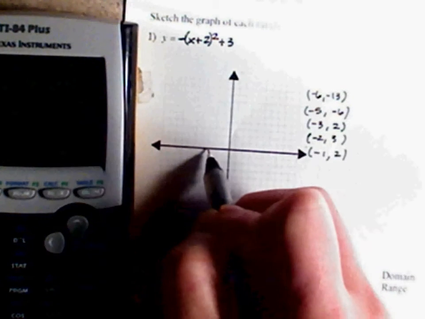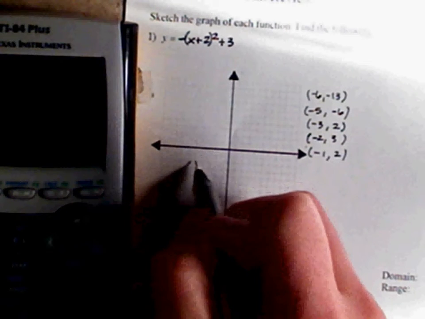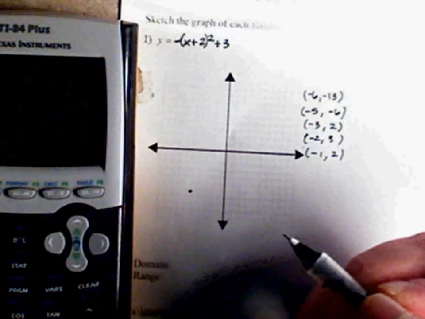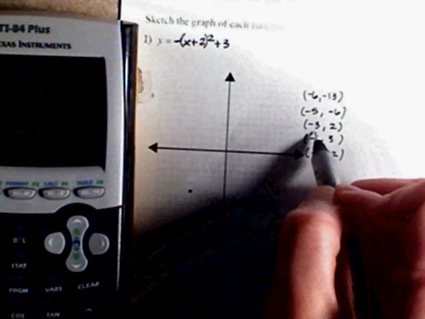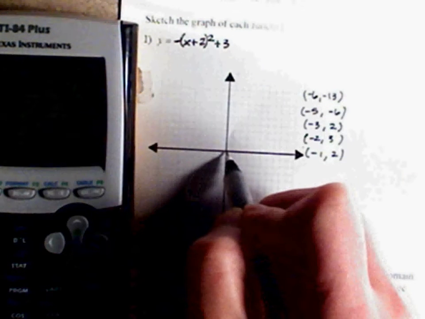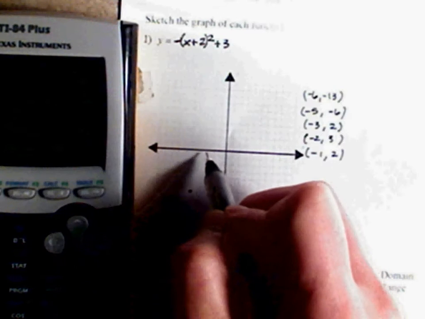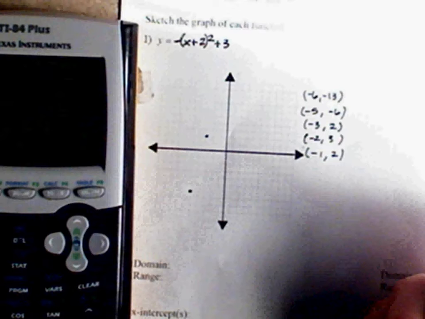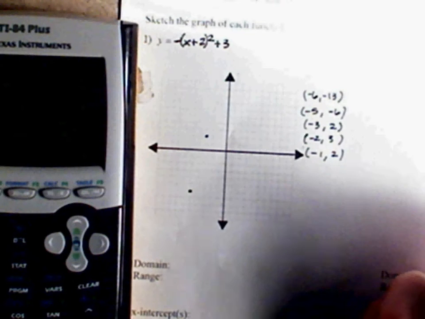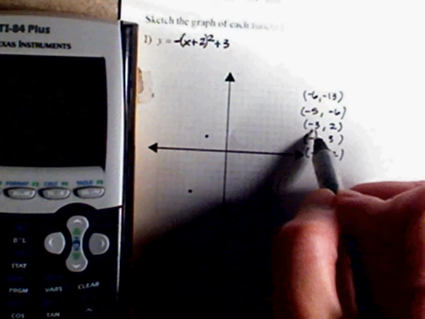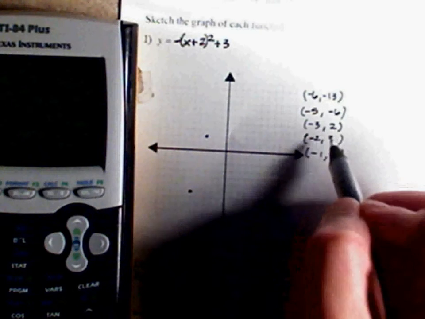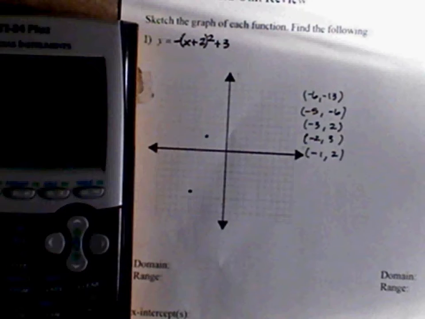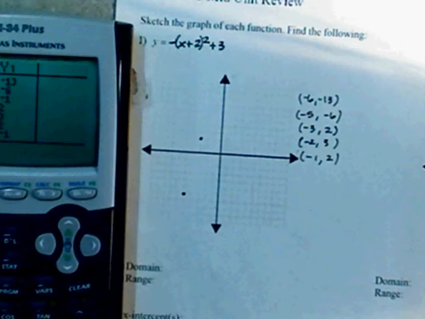1, 2, 3, 4, 5. 1, 2, 3, 4, 5, 6. Here's your point. Negative 3, 2. Here's your 0, 0. 1, 2, 3, 1, 2. Okay, you guys see that? Negative 3, 2. Okay. All right, 1, 2, 3. There you go.